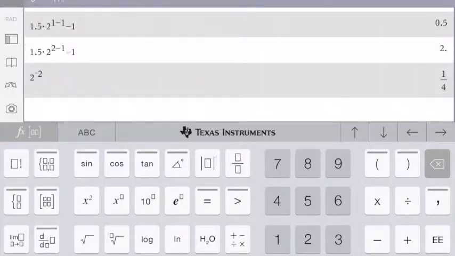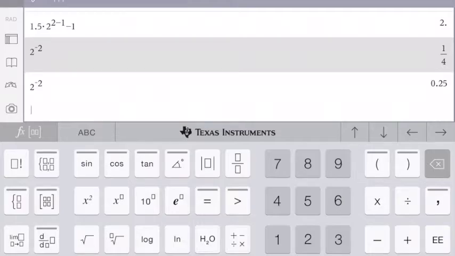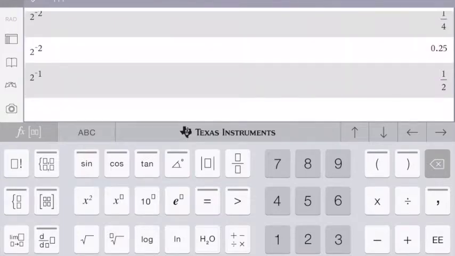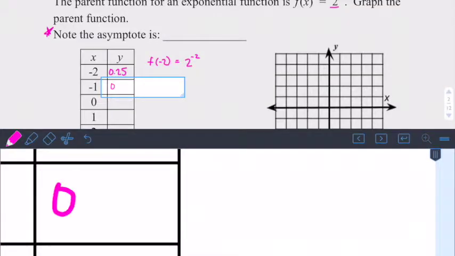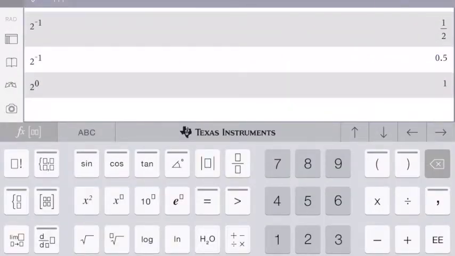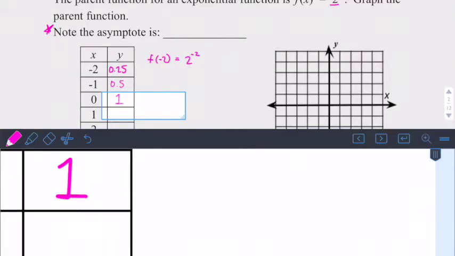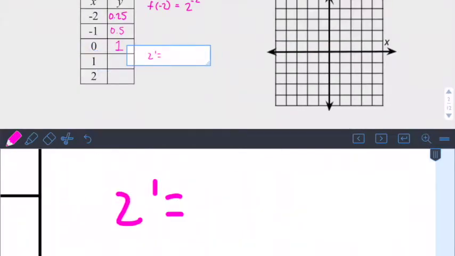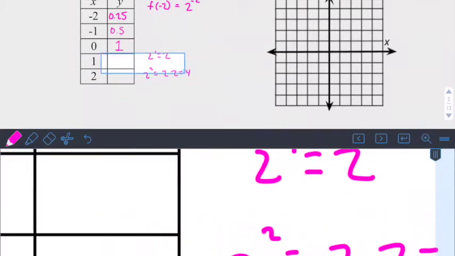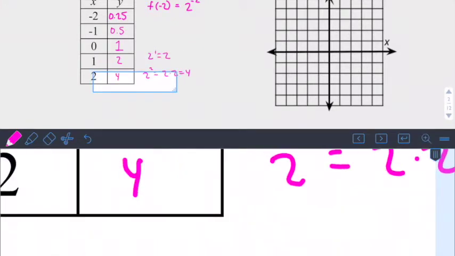Notice how this is a fourth. You can either leave it like that, or remember we can use control divide to get a decimal approximation. So I'm going to use that control and get 0.25. Remember from Algebra 1, anything to the 0th power is 1. And then I don't really need my calculator for these, right? 2 to the first is 2. 2 to the second is 2 times 2, which is 4. Didn't really need a calculator for that.